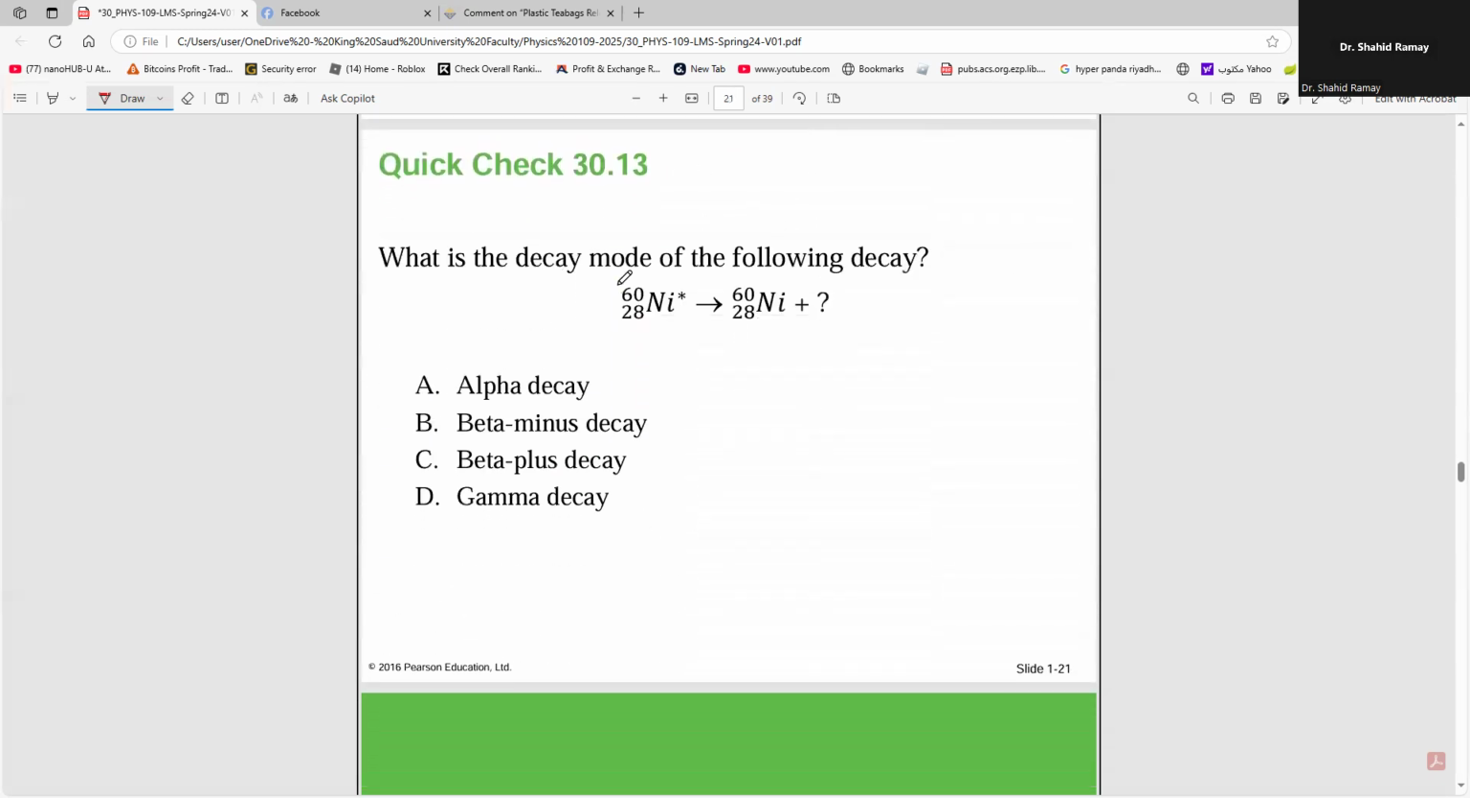So similarly, what is the decay mode of the following decay? Now you can find it in a very good way. This is the excited state, and this is after de-excitation. There is no change in A and Z, so what will it be? It will be gamma. So the answer will be gamma decay.